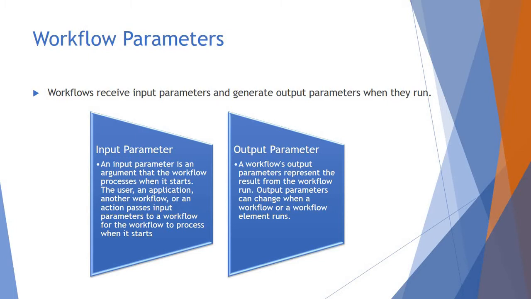Output parameters. A workflow's output parameters represent the result of the workflow run. Output parameters can change when a workflow or a workflow element runs. While the workflow runs, they can receive the output parameter from other workflows as input parameters. For example, if a workflow creates a snapshot of a virtual machine, the output parameter for the workflow is the resulting snapshot.